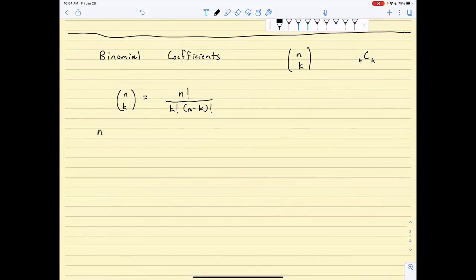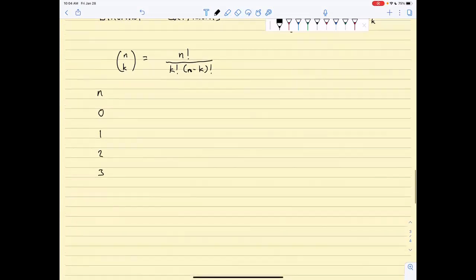So let me give n equal. I'm going to put a table. I'll set n equals 0, 1, 2, 3. I think this will be enough. For this to work, k has to be between 0 and n. So you can't have k being larger than n or being negative. When n is 0, there's only one possibility, k has to be 0. So you have 0 choose 0. If you remember the convention, 0 factorial is 1. This is just 1 over 1. So you get 1 here.